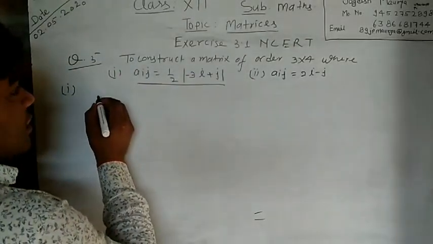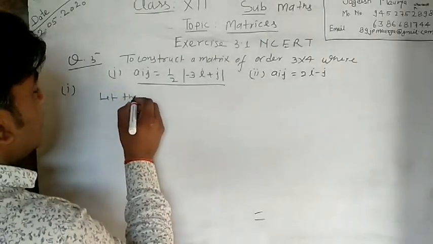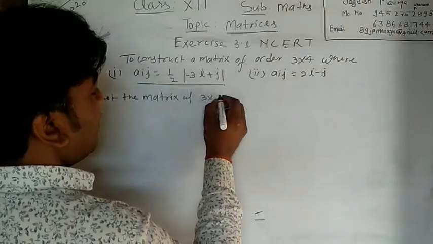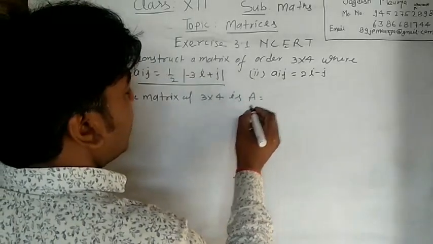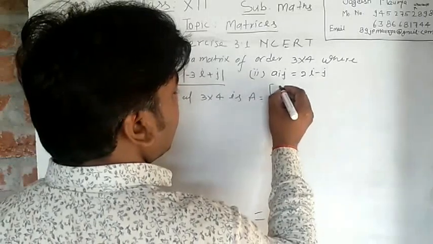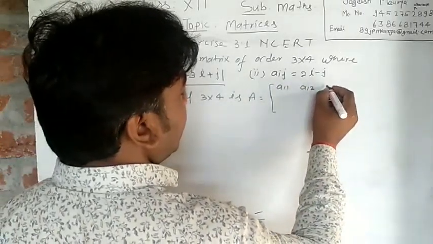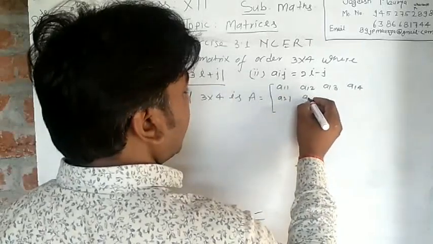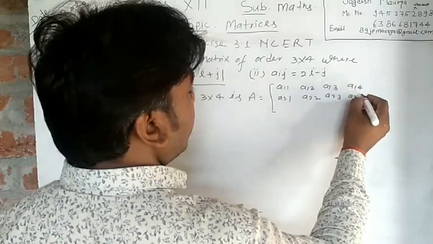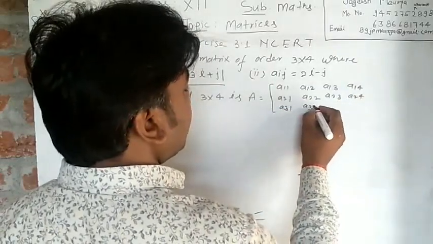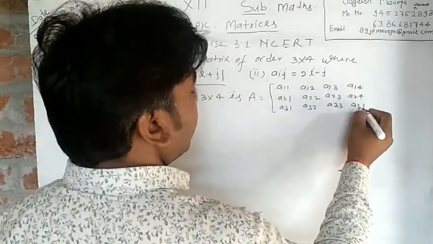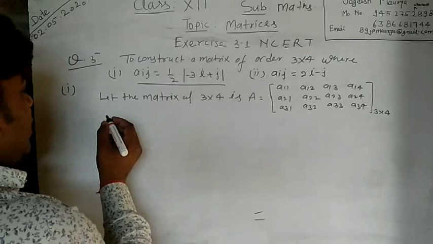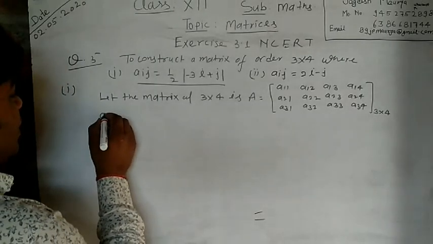So let the matrix of order 3 by 4 be A equal to A11, A12, A13, A14, A21, A22, A23, A24, A31, A32, A33, A34. Now we find A11.